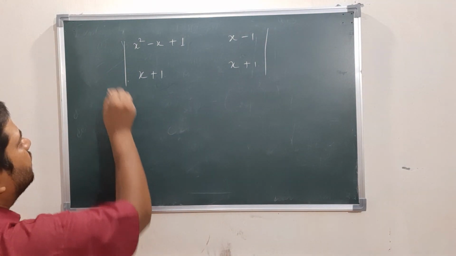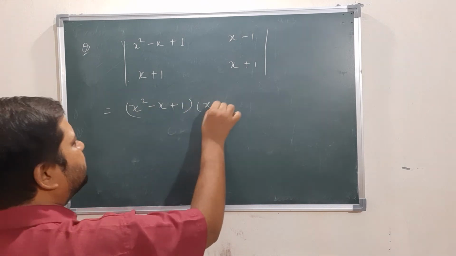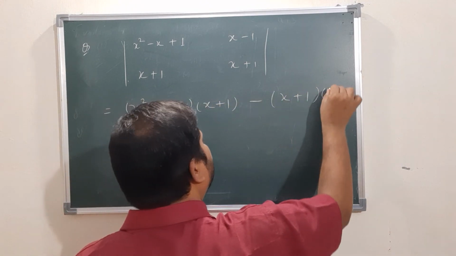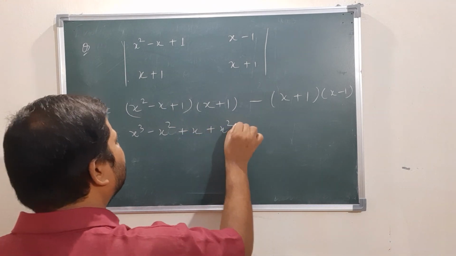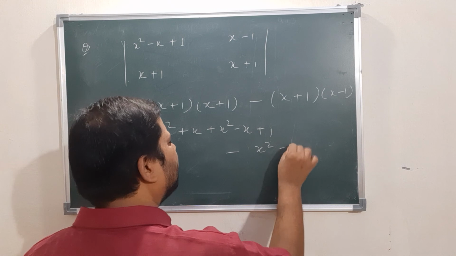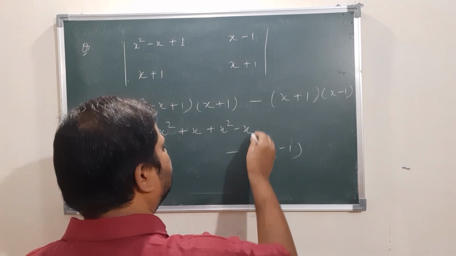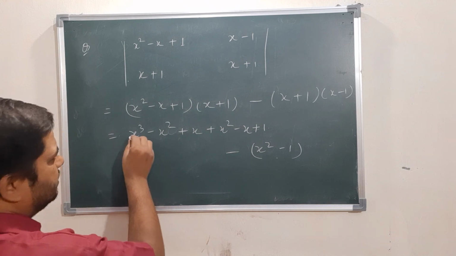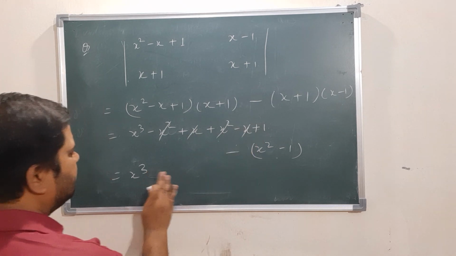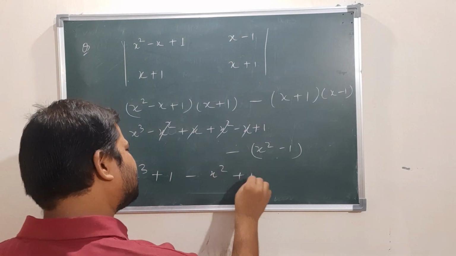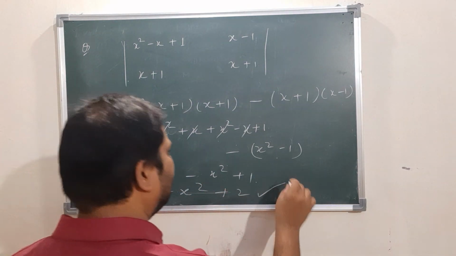So simply you have to multiply this by x square minus x plus 1 multiplied by x plus 1, minus of x plus 1 into x minus 1. So you know very well, this is x cube minus x square plus x square minus x plus 1 minus of x square minus 1. Simple multiplication of expressions. Okay, so this is x cube minus x square plus x square plus x minus x, x cube plus 1 minus x square plus 1, and this is x cube minus x square plus 2, and this is the answer.